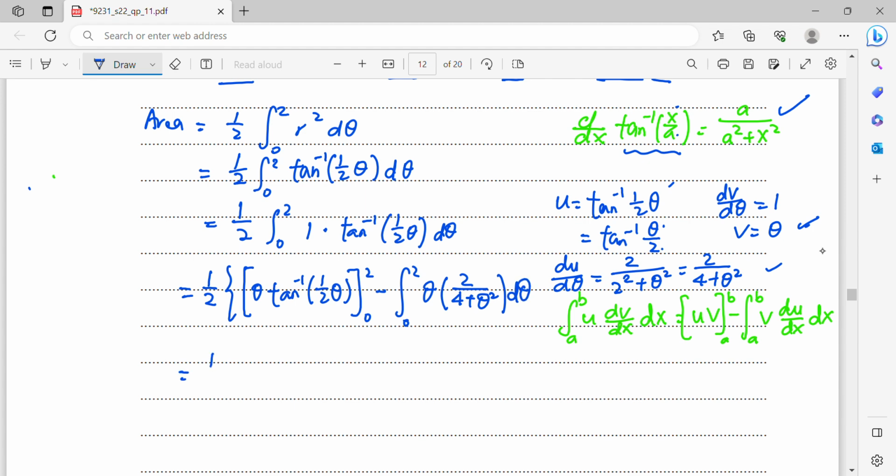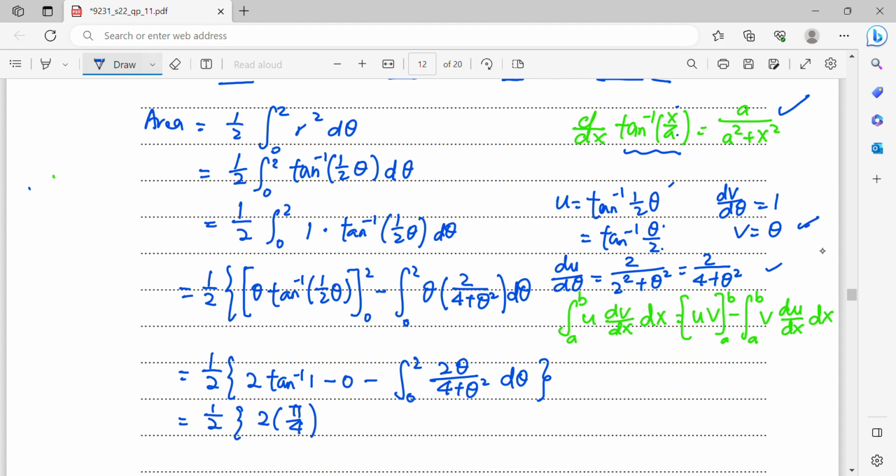Okay, so now replace theta by 2. So 2 inverse tangent of half times 2 is 1, then minus 0, then minus the integral from 0 to 2. I will combine, so 2 theta over 4 plus theta squared d theta. Okay, so now half of inverse tangent 1 is basically pi over 4. So for the next integration, remember, the integral of f prime x over f x dx is ln f x plus c.